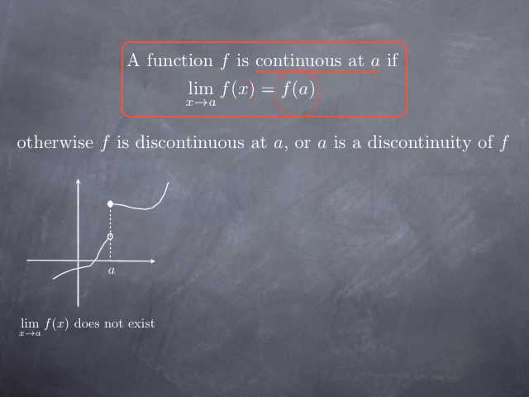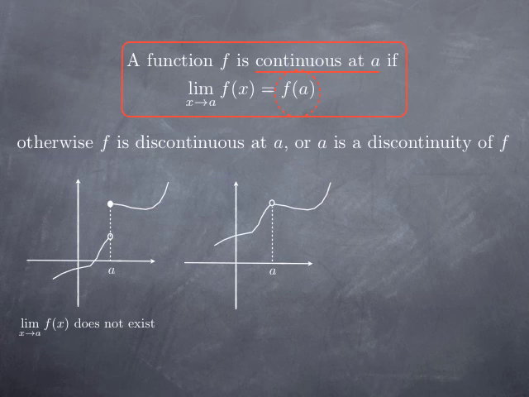And similarly, it is implicit that the value of f at a exists. So if it were not the case, again, if you have a function that is not defined at a, then certainly it cannot be continuous at a. So here a is also a discontinuity, because f of a does not exist.